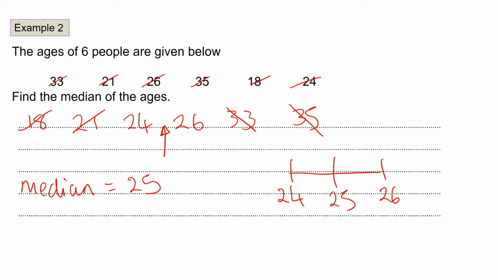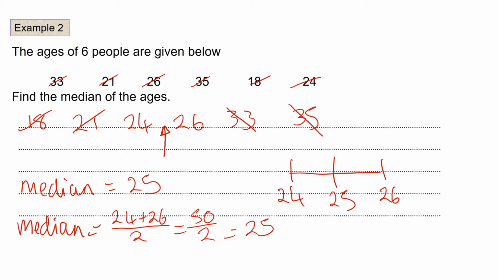Now if you had harder numbers, it may not be as obvious what the middle number was. So another way that you can find the middle number between two numbers is that we add the two numbers together. Here we're trying to find the middle number between 24 and 26. We add them and then you divide it by 2. So that's 50 divided by 2, so the median is 25. So that's another way you can find halfway between two numbers.